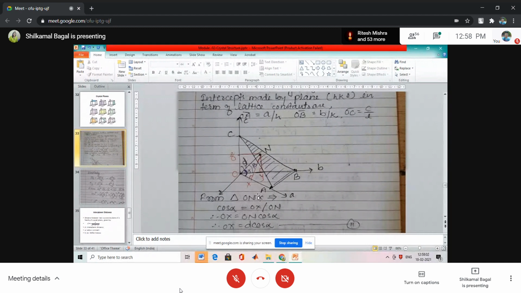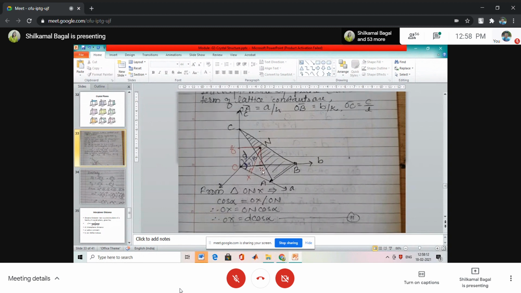Now, for getting the relation between the lattice constant and the Miller indices of the crystal plane, we will make this construction in the diagram. What I have done is I have drawn the perpendicular from point N, which is on the plane, to the axis A at point X.